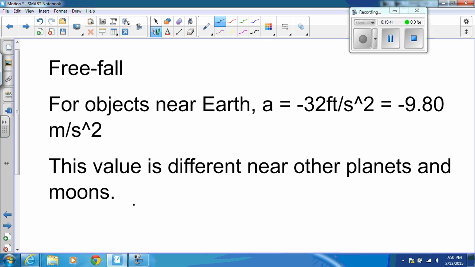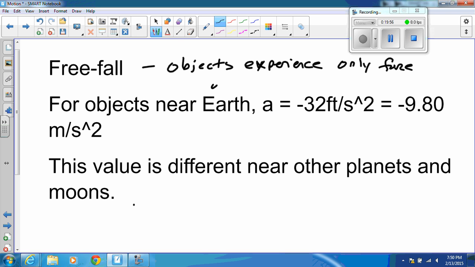I'd like to take a look at a couple of word problems to see how this works out in practice. First of all, a large category of word problems fall into the category of free fall problems, where objects are experiencing only the force of gravity and no other forces. And it is a remarkable thing about objects experiencing only the force of gravity that they all accelerate at the same rate.